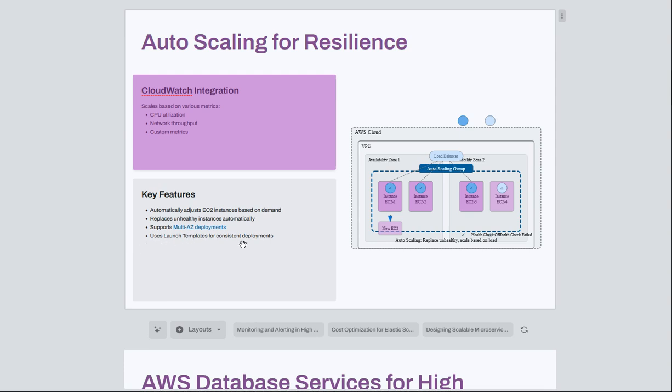Use a launch template for consistent deployment. So we can create launch templates. Launch templates are templates with standardized settings and the same setup as one of these instances. So it uses a launch template to generate a new instance in place of the unhealthy instance. That's how auto scaling keeps everything resilient.